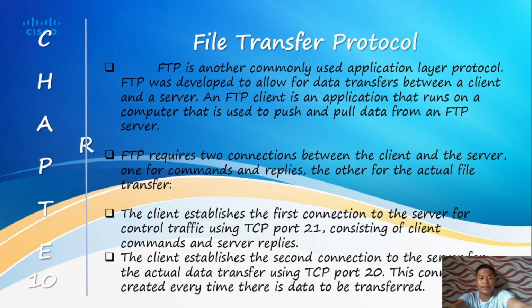FTP requires two connections between the client and the server, one for commands and replies, the other for actual file transfer. The client establishes the first connection to the server for control traffic using TCP port 21, consisting of client commands and server replies. The client establishes the second connection to the server for actual data transfer using TCP port 20. This connection is created every time data is to be transferred.